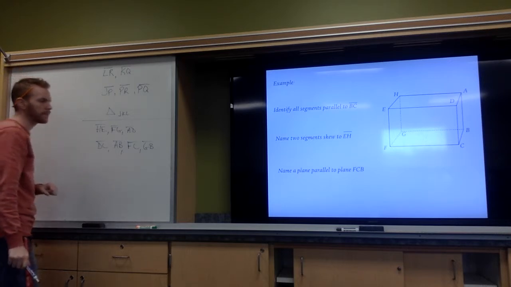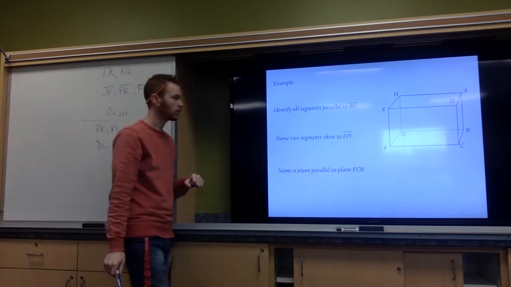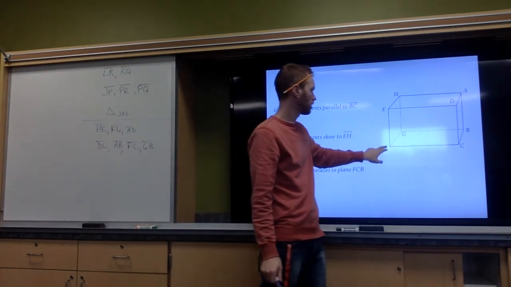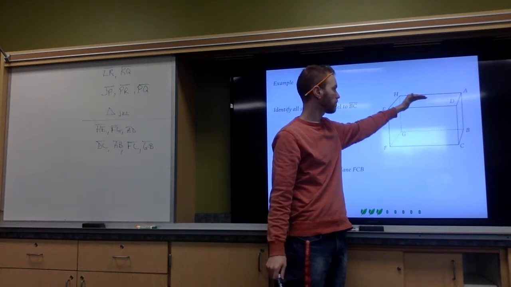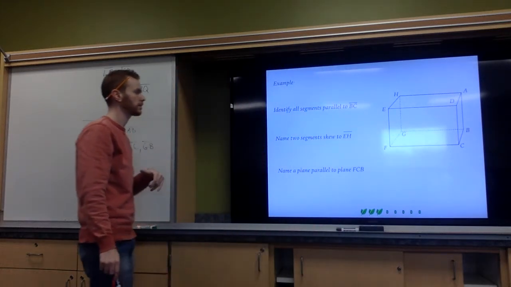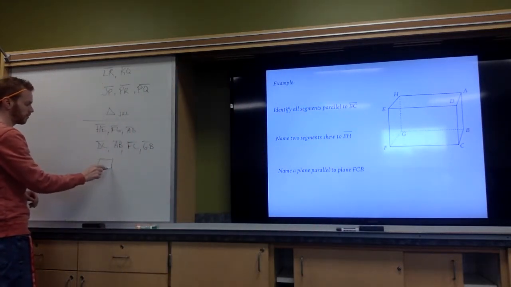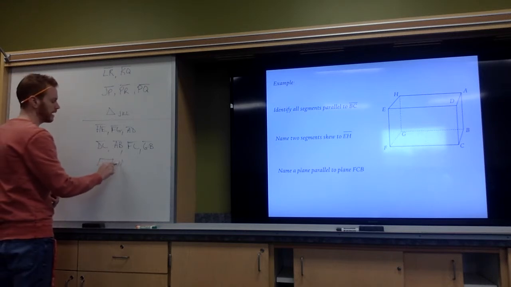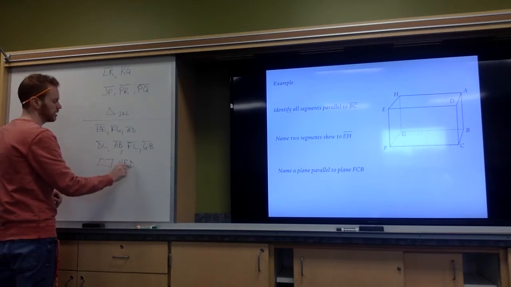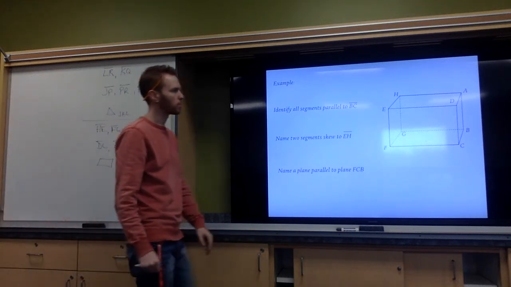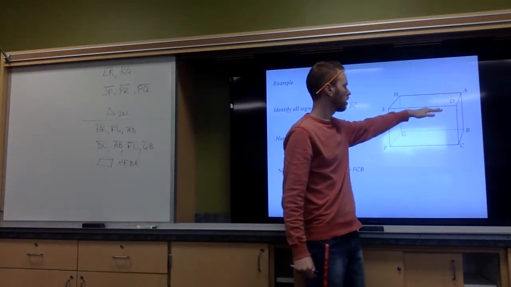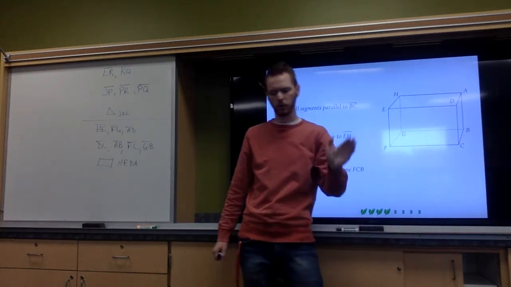Next one, name a plane parallel to FCB. Okay, so F, C, and B. That's the bottom plane. So the one that's parallel is the top plane. It's that rectangle, right? So we can call that, what, rectangle or plane H, E, D, and A. Doesn't matter the order. Don't skip around points. Remember, whatever letter you start with, go clockwise or counterclockwise when naming it. You want them to be consecutive.